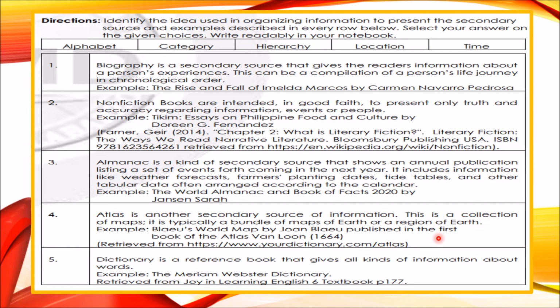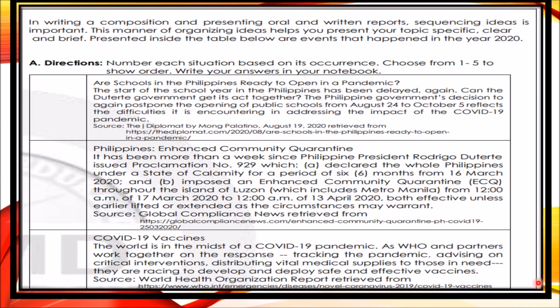Okay, about the maps, you know already what a map is. So how can you locate? So that's location. Dictionary is a reference book that gives kinds of information about words. It's about alphabetizing, right? The alphabet. So you have clues there.